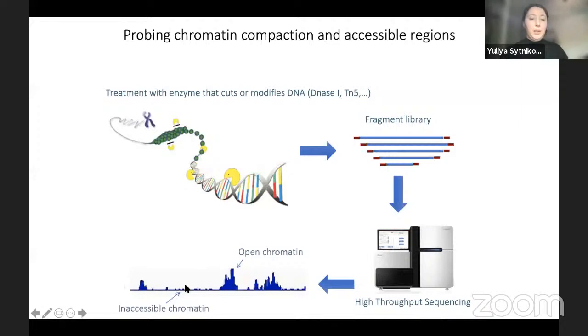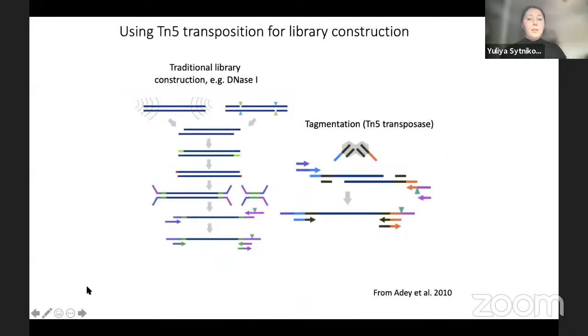Like here on this profile, along the genomic coordinates you could see some regions are highly accessible with open chromatin, and other regions are not accessible. So this is the basis of DNase sequencing, ATAC-seq, and so on. There are multiple of these methods, and recently the biggest popularity was obtained by ATAC-seq because of its simplicity.